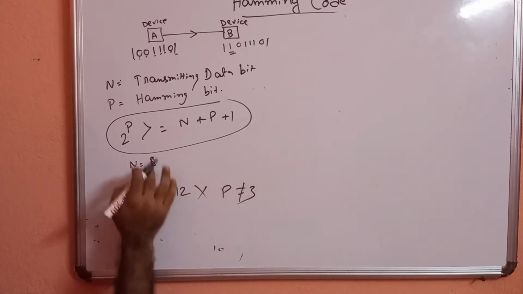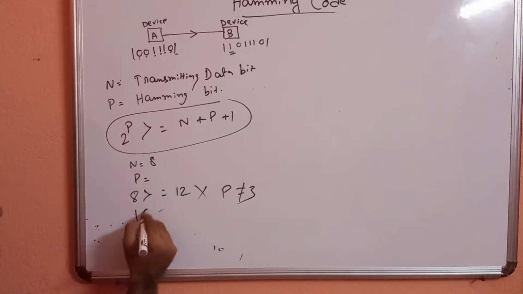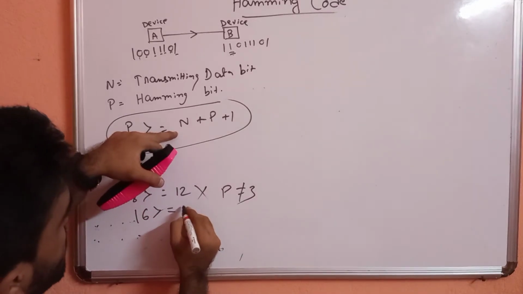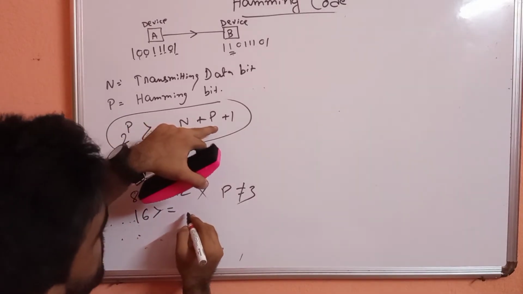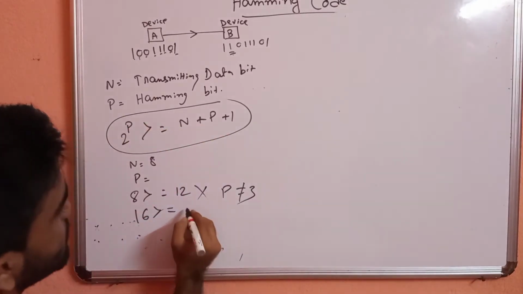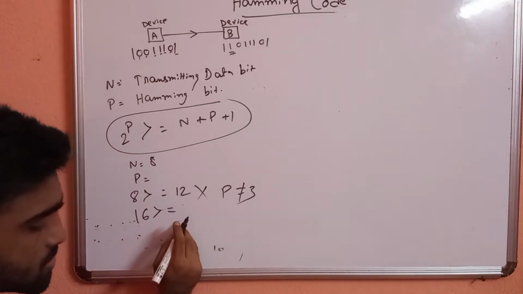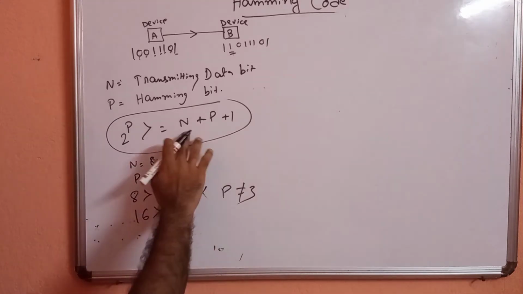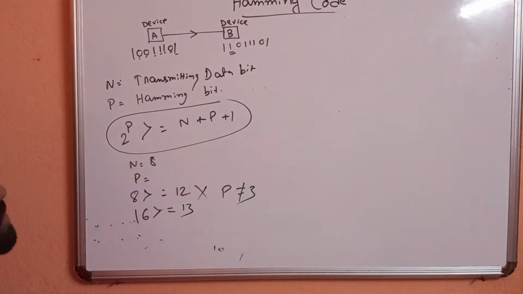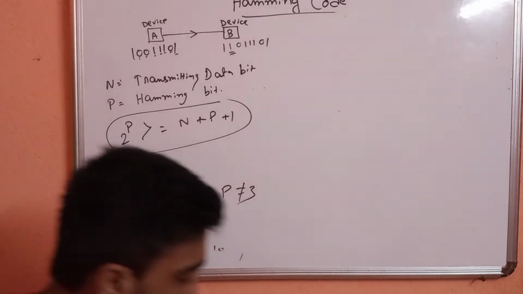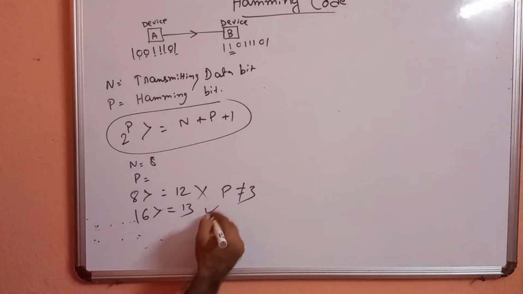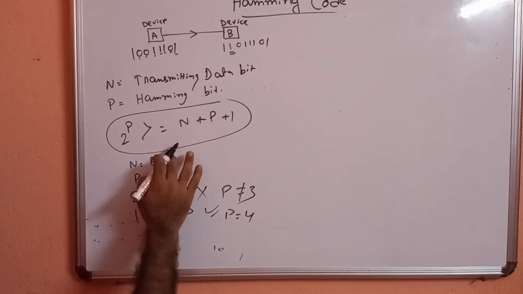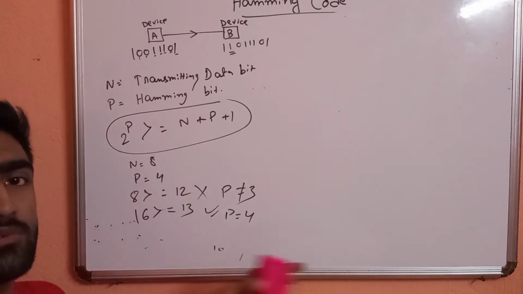Let us consider p is 4. 2 to the power 4 is 16. 16 greater than or equal to 8 plus 4 plus 1, which is 13. Am I right? 8 plus 1 is 9, 9 plus 4 is 13. So this one holds. That means p will be 4. For 8 bits of data, p is 4. Hamming bits will be 4.